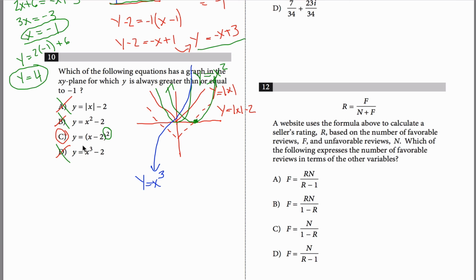But if you didn't know what the graph was, you could probably reason your way through it algebraically like that. Anyways, the answer to this one is C, and I think I'll end this video here.